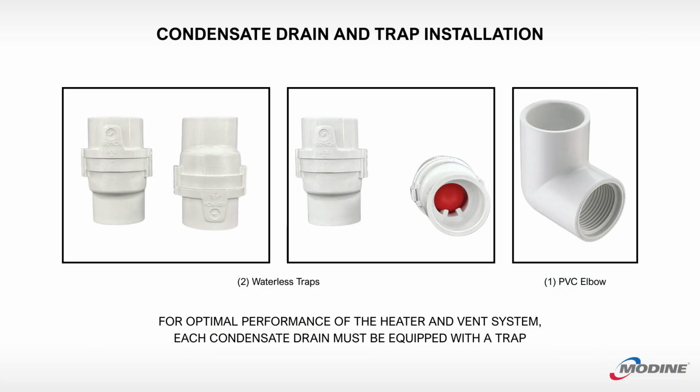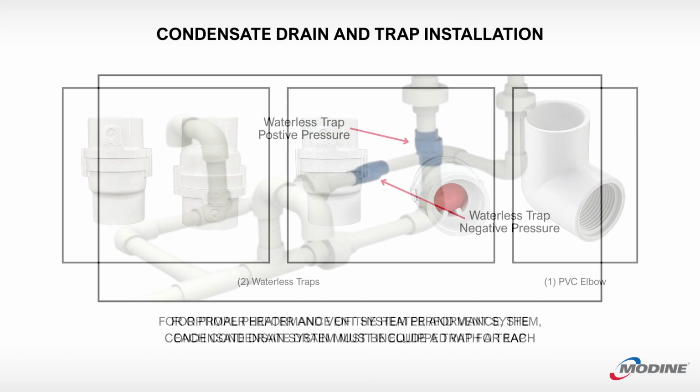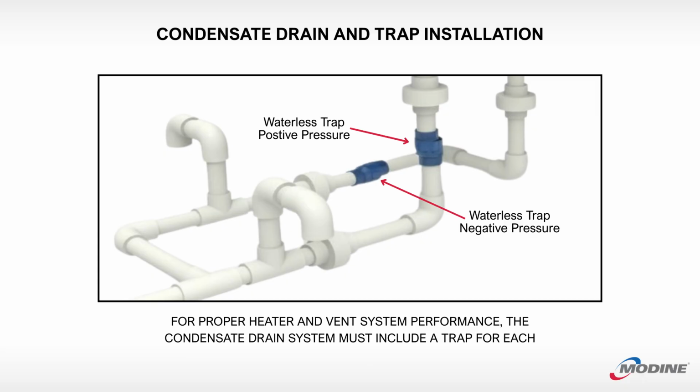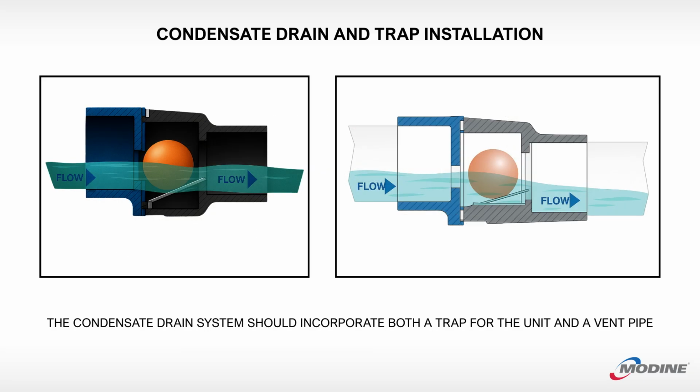A condensate trap kit is provided with the unit and consists of two specially designed waterless traps and one PVC elbow for the unit condensate drain connection. For proper heater and vent system performance, the condensate drain system must include a trap for each the unit and vent pipe. All joints must be watertight to prevent leakage of condensate.